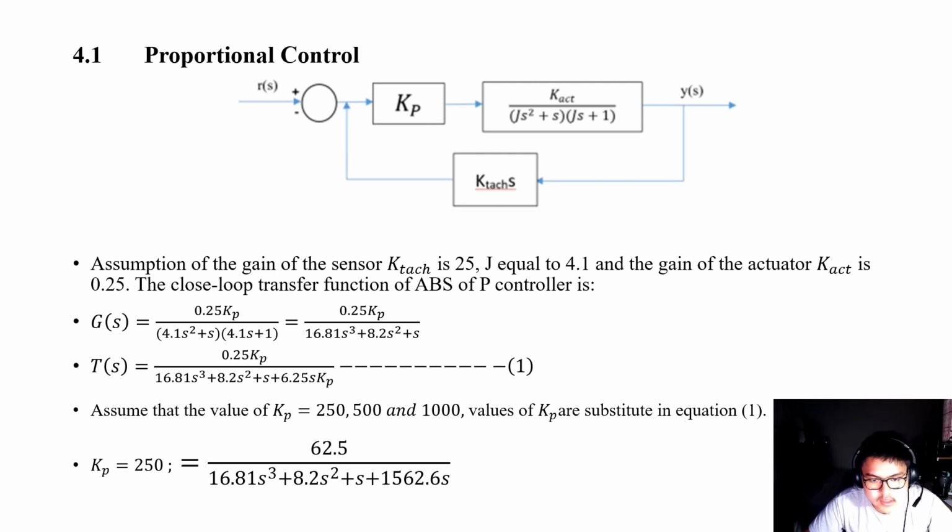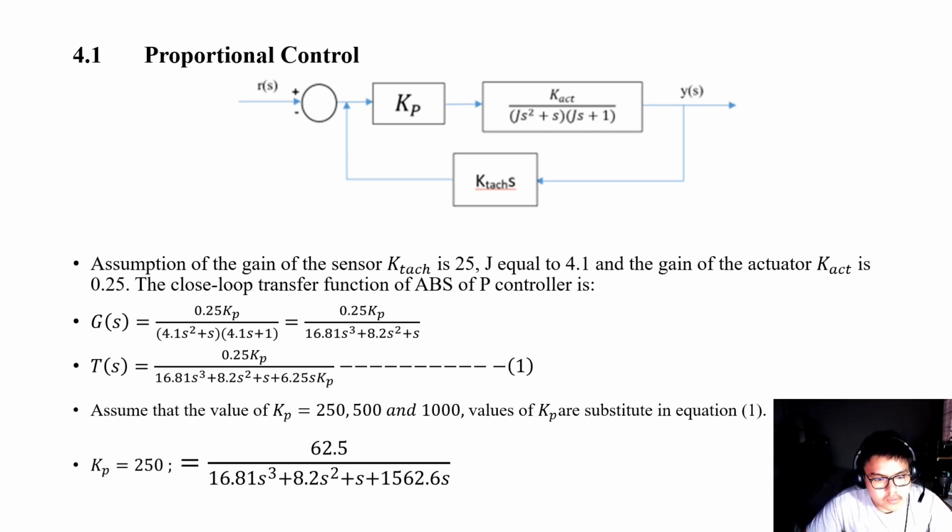Assume the gain of the sensor K tag is 25, J equals 4.1, and the gain of the actuator Kx is 0.25. The closed loop transfer function of the ABS with a P controller is G(s) equals 0.25 kP over 16.81 s^3 plus 8.2 s^2 plus s. So T(s) equals 0.25 kP over 16.81 s^3 plus 8.2 s^2 plus s plus 6.25 s kP. That is equation number 1.